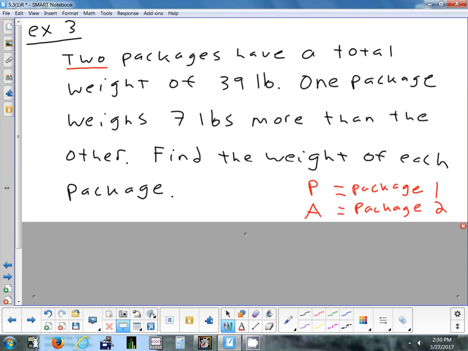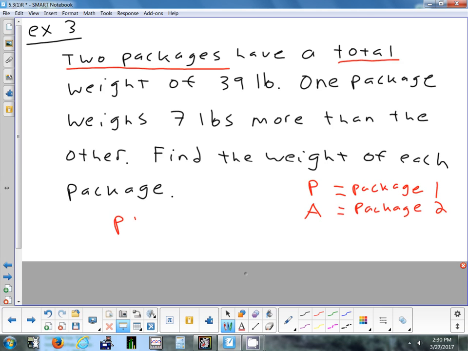It says 2 packages have a total. What do you do when you total something up? You add it together. 2 packages have a total weight of 39 pounds. Can anybody finish that off and make it into an equation? Equals 39. Okay, at this point, we don't know, does package 1 weigh 10 pounds and the other one is 29? We're going to figure that out. But the 2 packages added together equal 39.